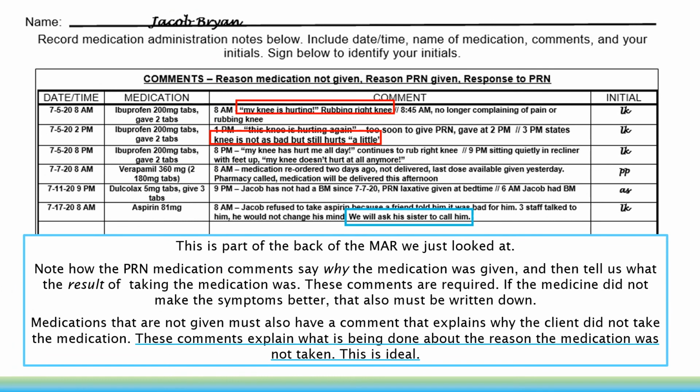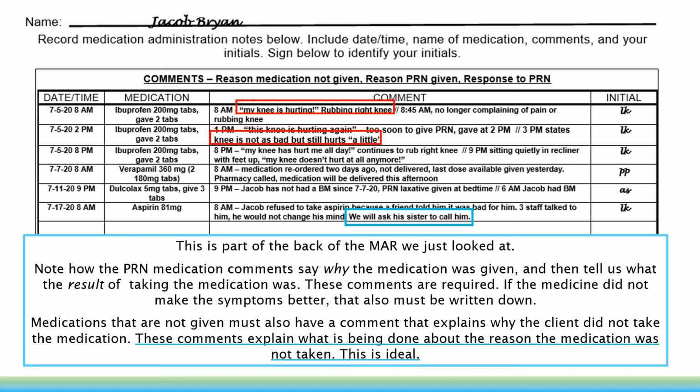PRN medications may not be used for any condition they were not ordered for. If Benadryl was ordered for itching, it may not be used to help the client sleep, even though that is a common use for Benadryl. If Benadryl is ordered for sleep, it may not be used for itching. When administering PRN medications, the client must be observed for at least 20 minutes to see if the client complaint has been resolved. 20 minutes is the minimum amount to observe. Some medications take longer to work.